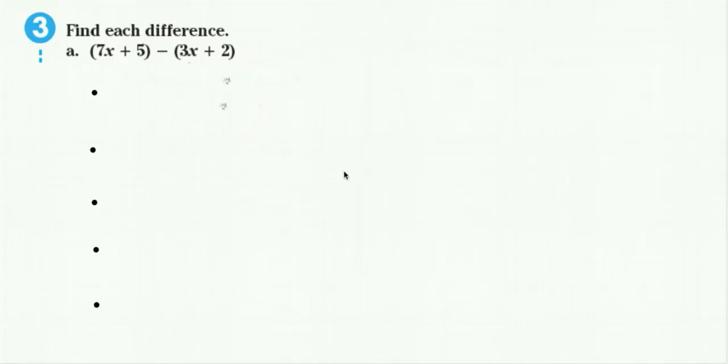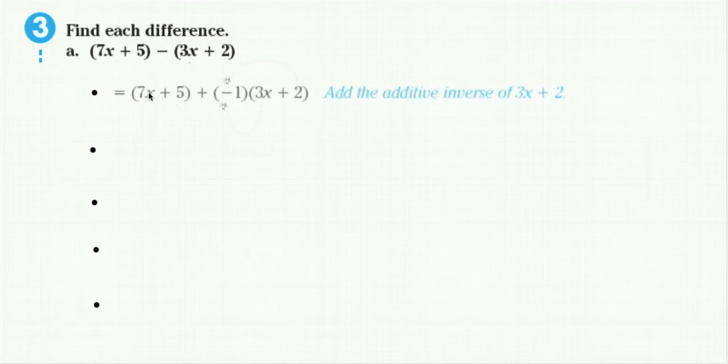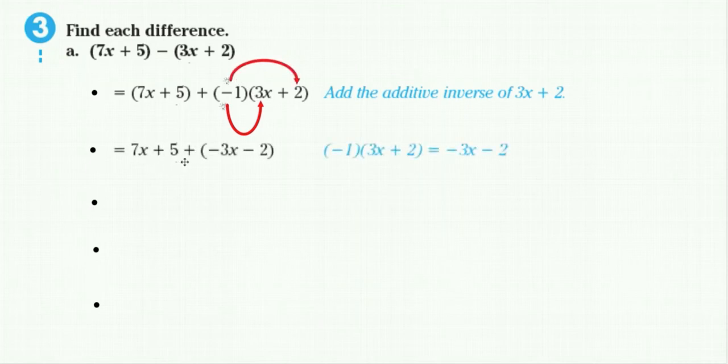Let's take a look at example number 3. Let's find the difference of 7x plus 5 minus 3x plus 2. And remember that when we subtract a polynomial, we add its additive inverse. So going back here, the additive inverse of 3x plus 2 is negative 1 times 3x plus 2. We distribute the negative 1 to 3x, and we distribute the negative 1 to 2. We end up with 7x plus 5 plus negative 3x minus 2. Simplifying it further, we take out the addition sign, and we simply have 7x plus 5 minus 3x minus 2.